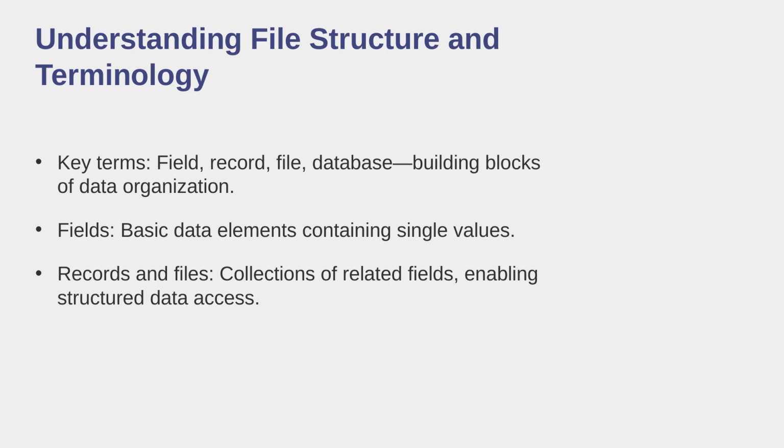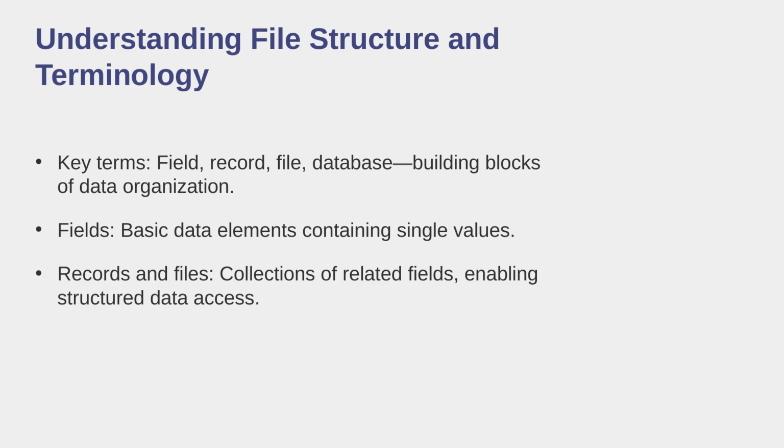Moving up a level, a record is a collection of related fields that can be treated as a single unit. Imagine a record as a row in a spreadsheet, where each field represents a column of data. This structuring allows us to manage and retrieve related information efficiently.